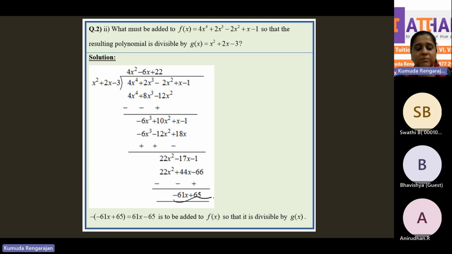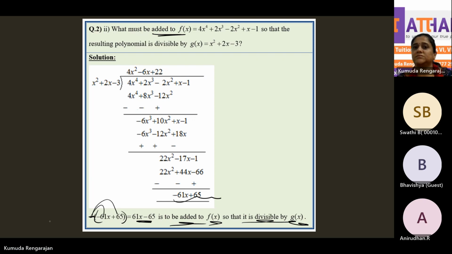See here, this is the remainder. The question is what is to be added? Added. So the negative of the remainder. See here, minus negative of the remainder. That is plus 61x minus 65 is to be added to f of x so that it's divisible by g of x. All right.